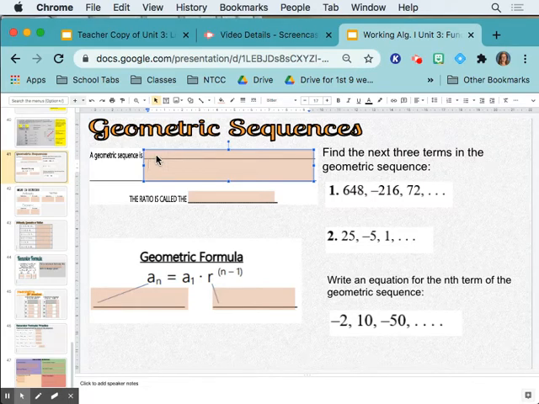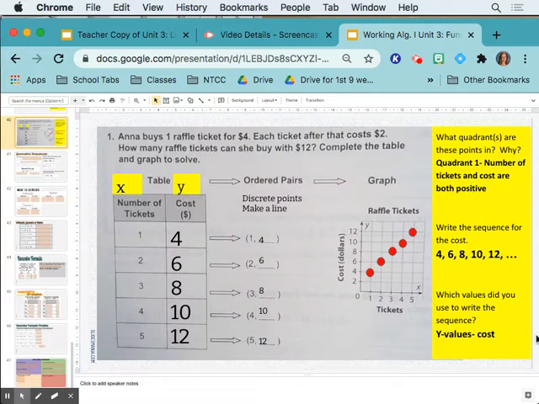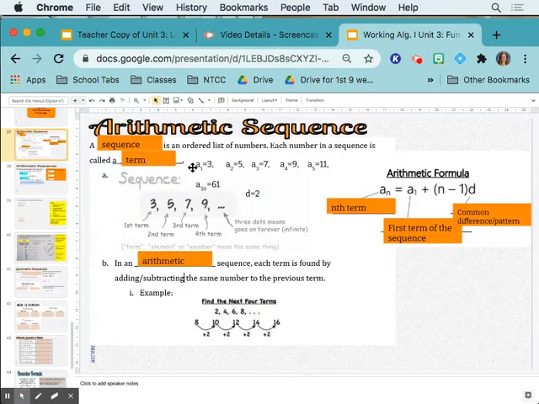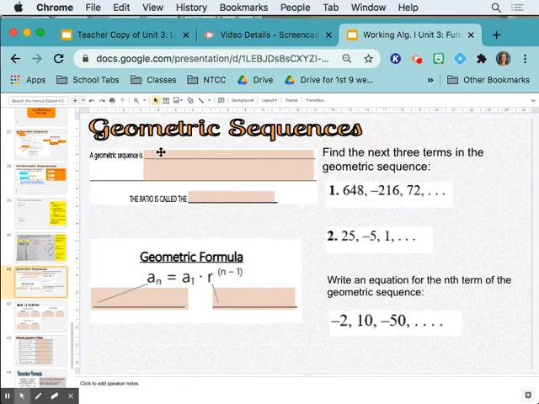Yesterday we talked about arithmetic sequences, and arithmetic sequences are when you add or subtract the same number to the previous term. So we had some of our problems in our assignment that were multiplying or dividing by a number. So that is what a geometric sequence is.